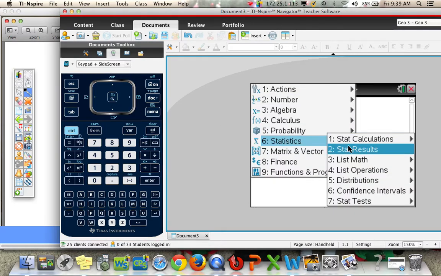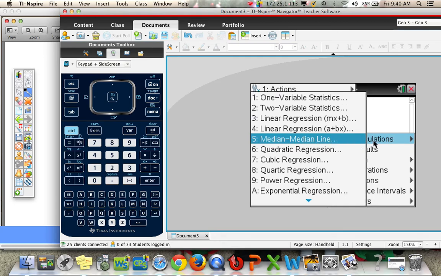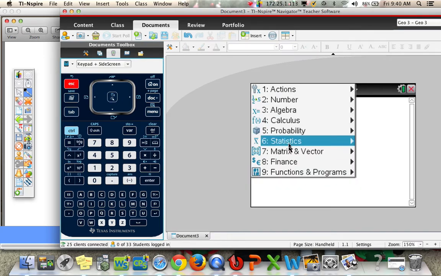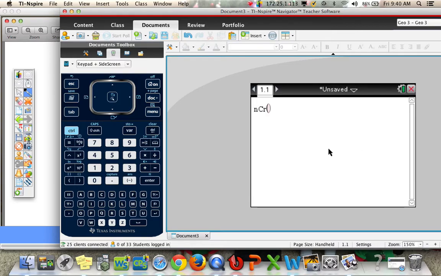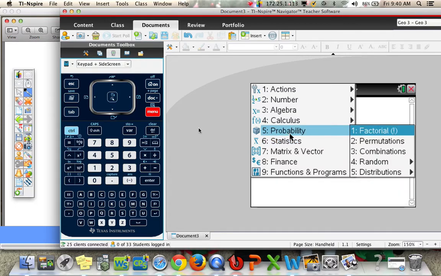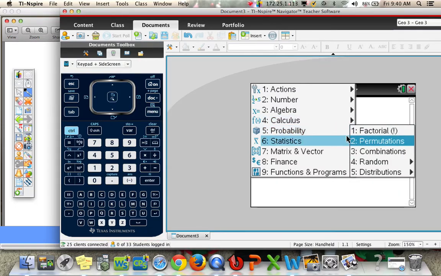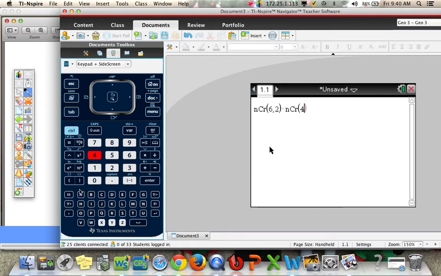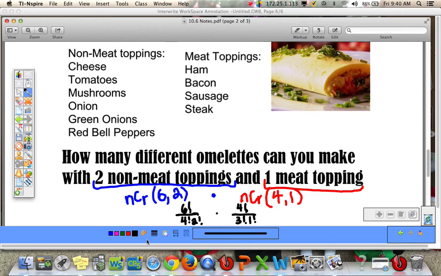Menu, probability, combinations, and the first one was 6 toppings. We're choosing 2, times menu, probability, combinations, and out of the 4 meat toppings, we're choosing 1. So if you multiply that, there's 60 different omelets that we could create with 2 non-meat and 1 meat topping. So there would be 60 different combinations.